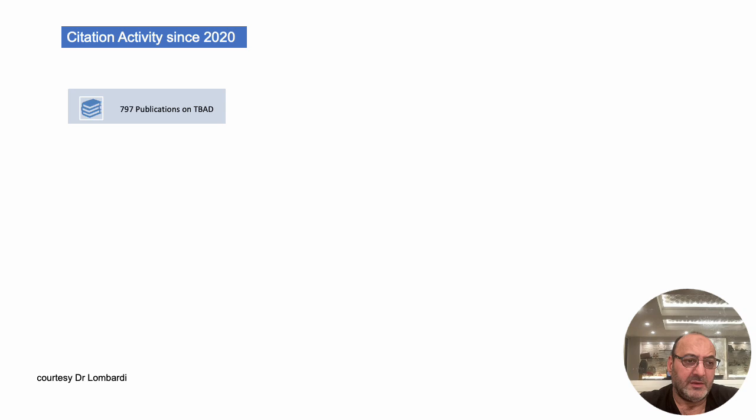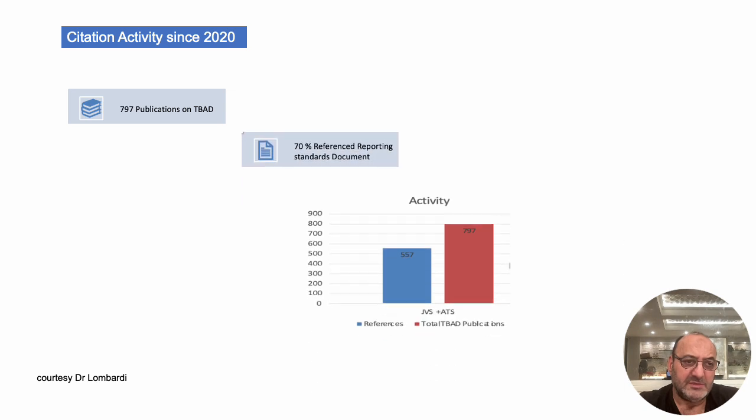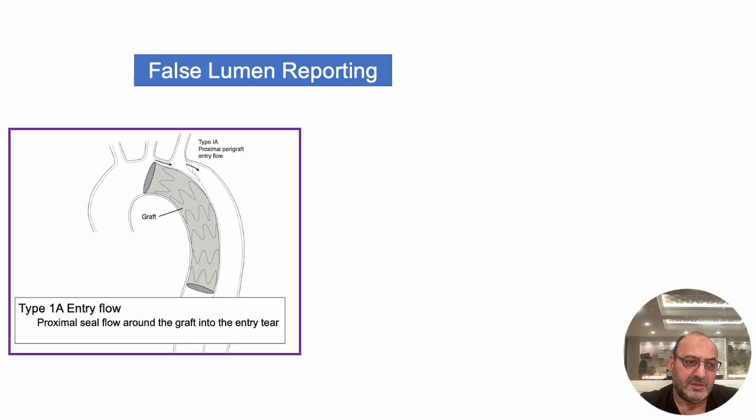This is a widely accepted classification now. There are 797 publications since 2020 that discuss type B dissection, and 70% of these publications have referenced this classification. So it's very widely used, very widely accepted.